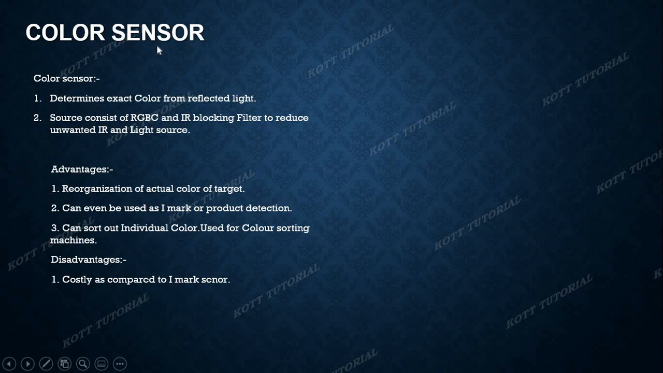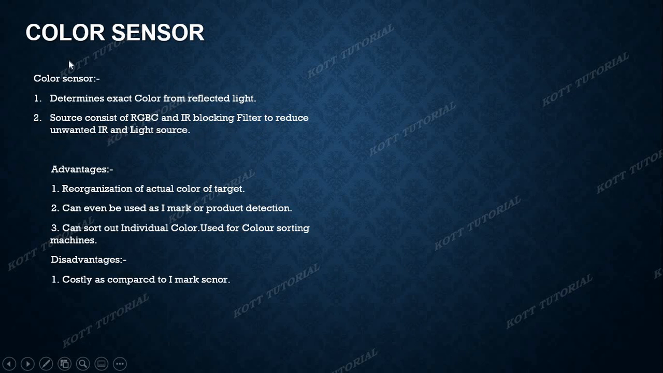Color sensor: as the name represents, a color sensor can differentiate all the colors present in VIBGYOR, whether it is violet, red or green. It has multiple outputs by which it can detect a red color object, a blue color object, a green color object. It consists of an RGBC light source, that is red, blue, green. Clear means it can also detect a transparent object. It has an IR blocking filter to reduce unwanted IR and light sources.